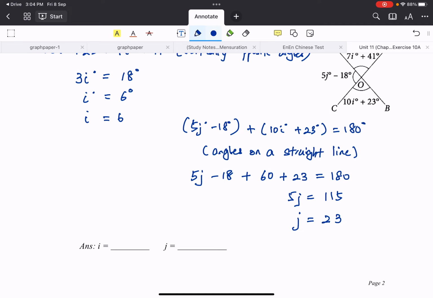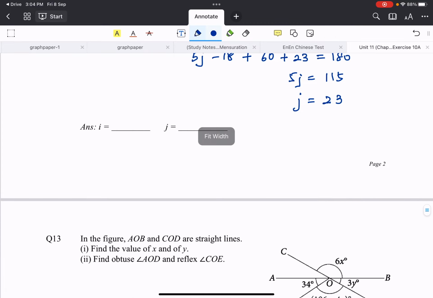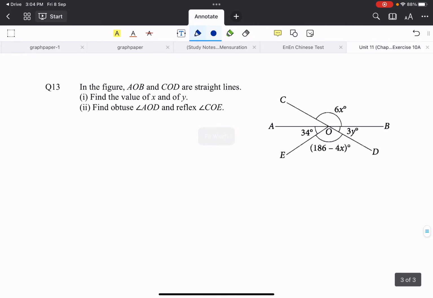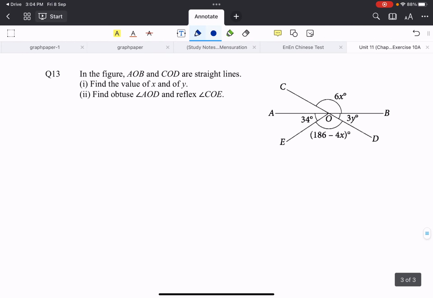So a few more questions to go. Let's go. Last question, actually. Right? Question 13. So what are we supposed to do here, right? So in the figure, again, the first part of the question asks us to find the value of x and y. We can do that. So how do we find the value of x? Well, we just use vertically opposite angles. Does it make sense? Right, we can. Vertically opposite angles.